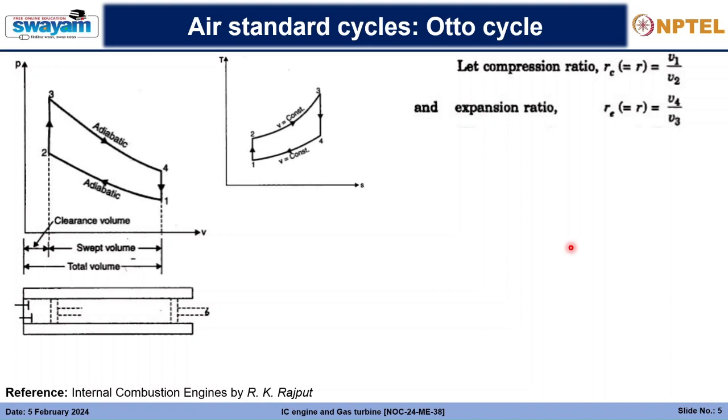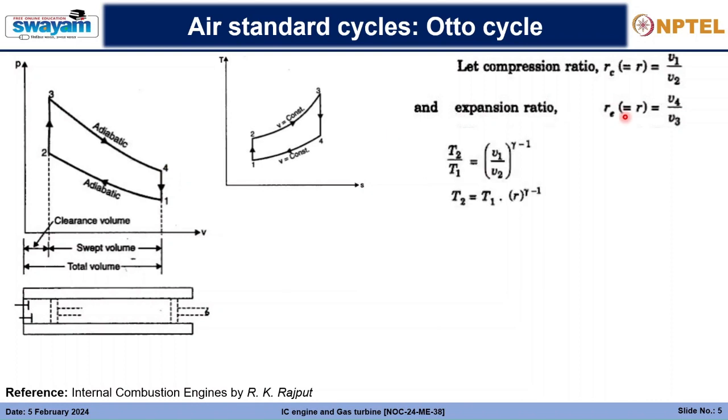For deriving it thermodynamically, we first define a few terms, like the compression ratio. The compression ratio is basically V1 by V2, the total volume divided by the clearance volume. And the expansion ratio is how much it has expanded, that is V4 by V3. From V3 it has expanded to V4.